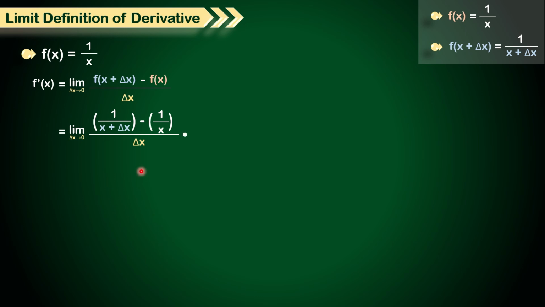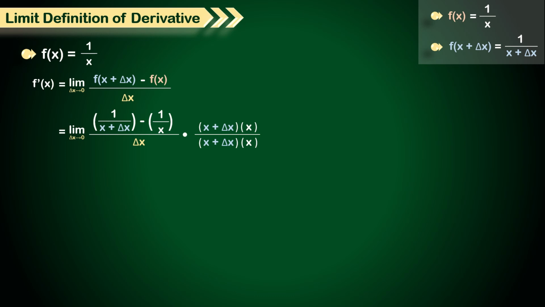In the numerator, the LCD is x plus delta x times x, and in the denominator it is 1. Since any number multiplied by 1 is still the number itself, we can now omit writing 1 in the LCD. Multiply the LCD to the numerator and denominator.